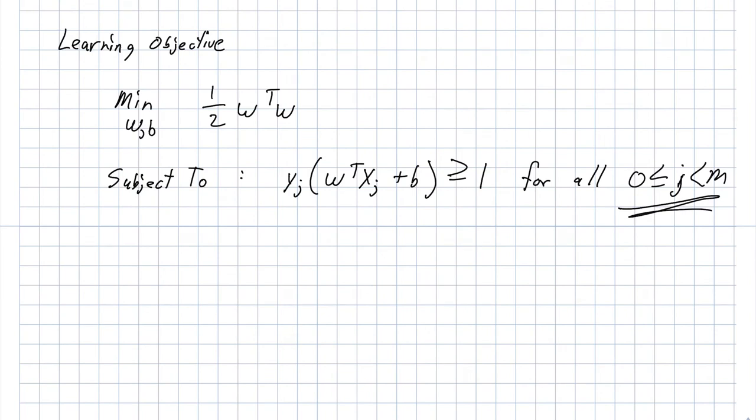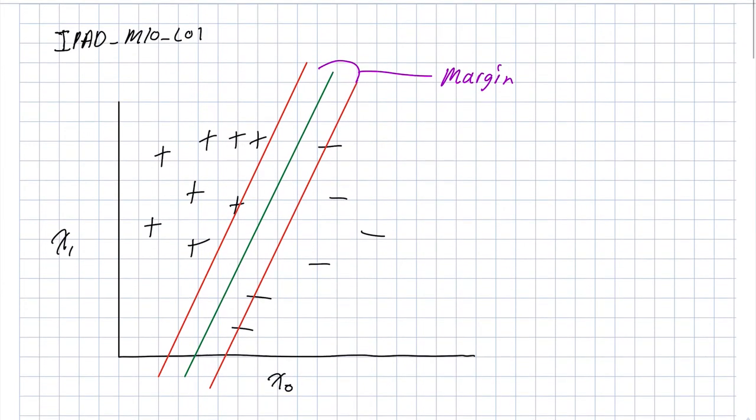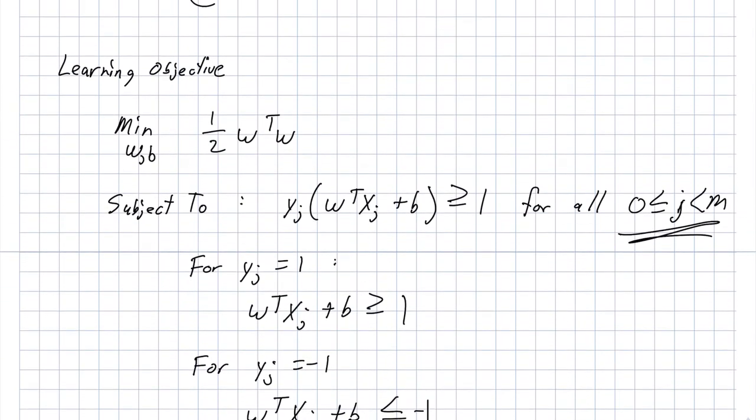So let's split this set of constraints up into the positive and negative cases. So for yj equal to 1, what we mean by this is w transpose xj plus b is greater than or equal to 1. For the negative cases, what we end up with is w transpose xj plus b is less than or equal to negative 1. So what these constraints say is that all of our positive cases need to fall on the left-hand side of our red line here, and all of our negative cases need to fall on the right-hand side. And this expression here is just a more compact way of capturing both the positive and negative cases.